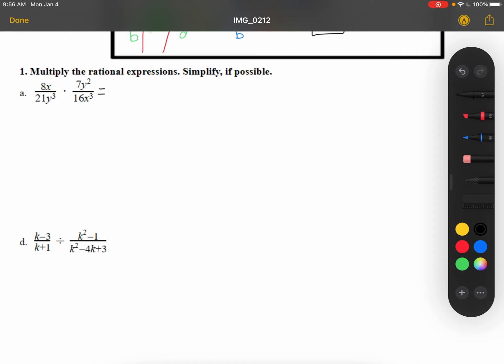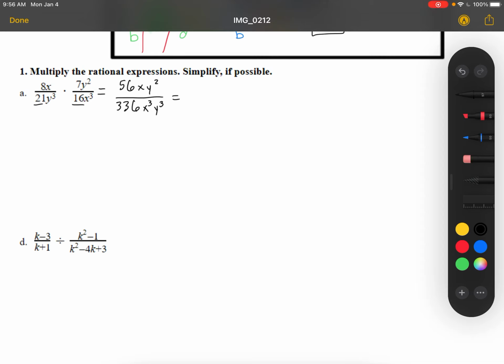First things first, on top here, just multiply our top terms. 8 times 7 gets us 56, and then x and y squared are not like terms, so we just multiply them, basically writing them next to each other. On the bottom, 21 times 16 is going to get us 336, and then we have x to the third and y to the third as well. So that is the new step for today. That's today's skill, doing the multiplication.